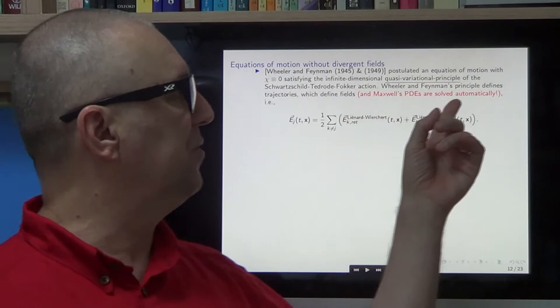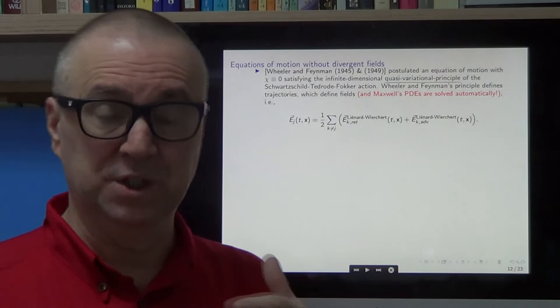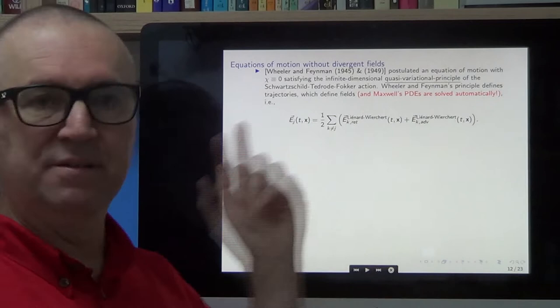So did you want a comprehensive theory that includes electromagnetism? Here you have it. Use the action of Schwarzschild, and the equations of motion are a sum of retarded and advanced fields.